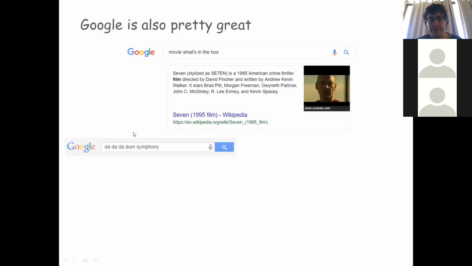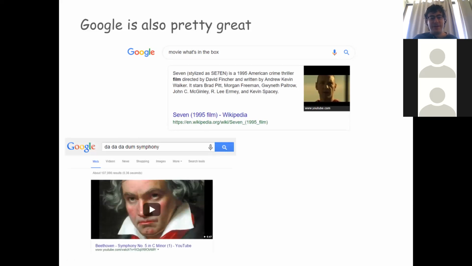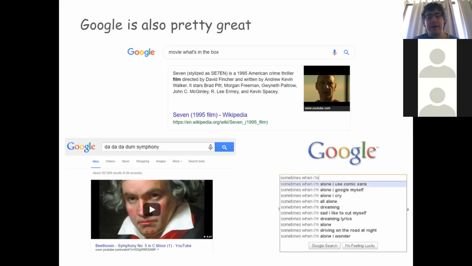So we also have Da-Da-Da-Dum Symphony, which, okay, if you've taken a course with me before, you know what this one is. Some of these slides you might have seen before. Da-Da-Da-Dum Symphony would be Beethoven's 5th. Google knows what you're looking for, and Google can even tell you what you're searching for. You can also predict what you're looking for.